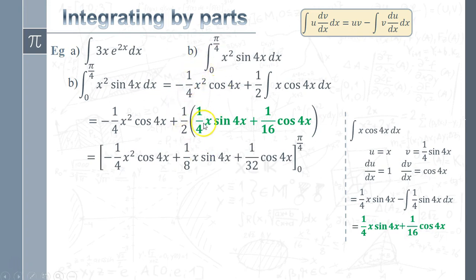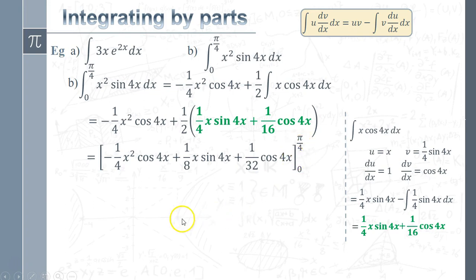And then multiply out the bracket. So half times 1/4 is 1/8. Half times 1/16 is 1/32. And I've done all my integrating now. So I've got square brackets, and I've put the limits back in. Right. Having done all of that, what we've got to do now is put in my limits.